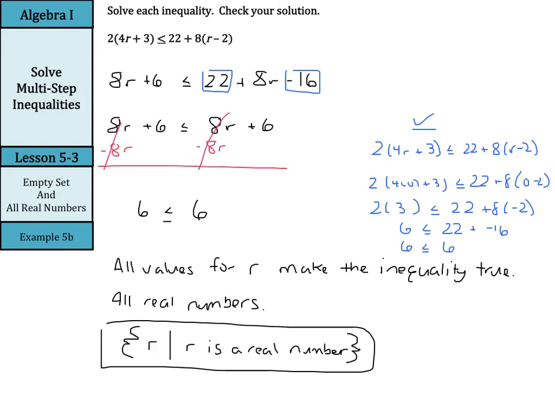You could put in 1, 2, 3, 100, 1,000,000, and you'll still get a true statement in your check step.